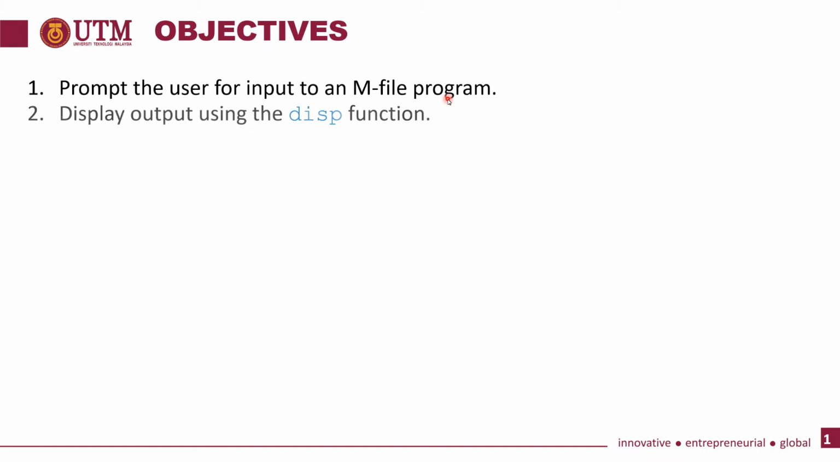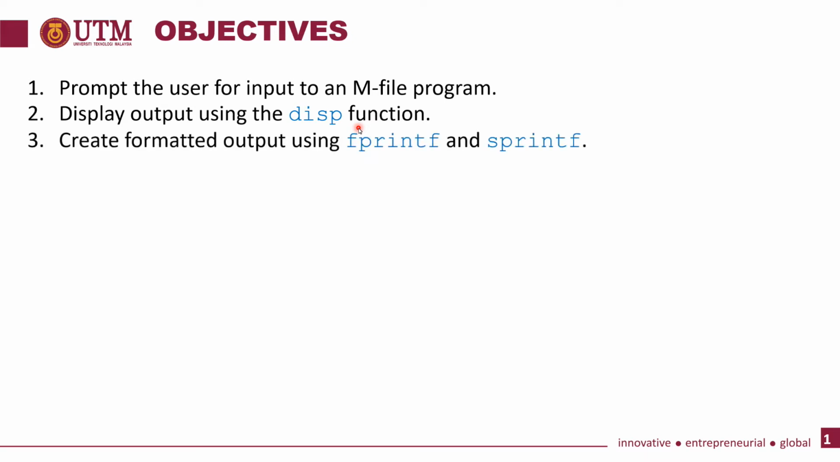The second objective is to display the output by using the DISP function, the display function. At the end of today's lesson, you will also be able to display your output by using the DISP function. Your third objective is to create a formatted output by using fprintf and also sprintf. So in this lesson, you will know how to display your output by using fprintf and also sprintf, and what the differences are between fprintf and sprintf.